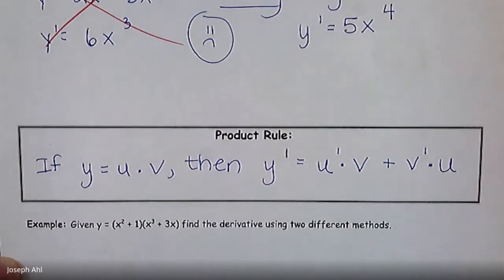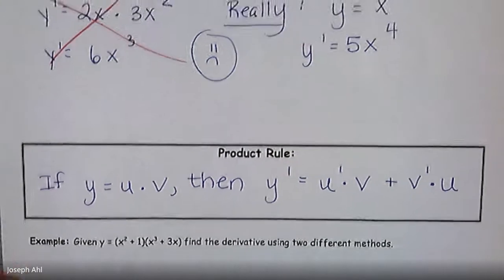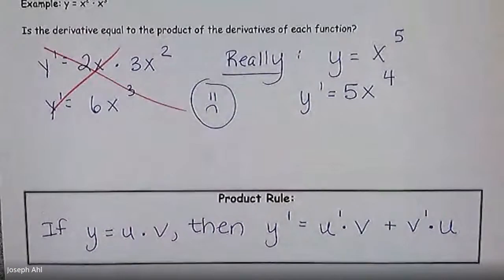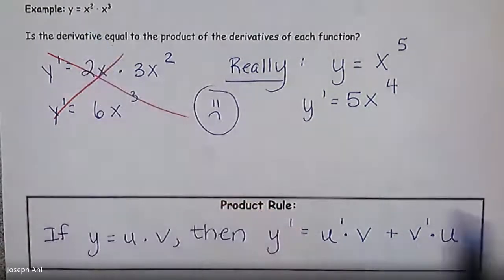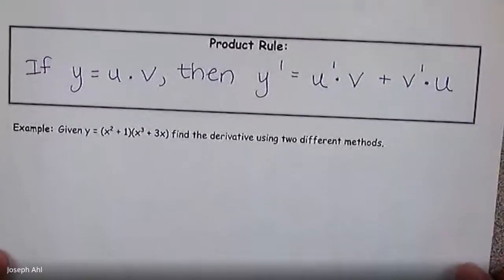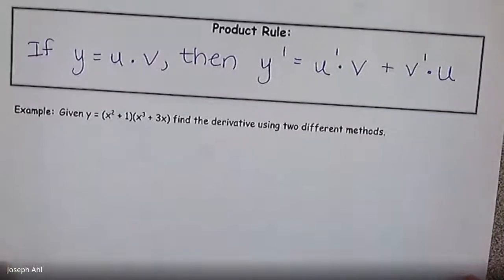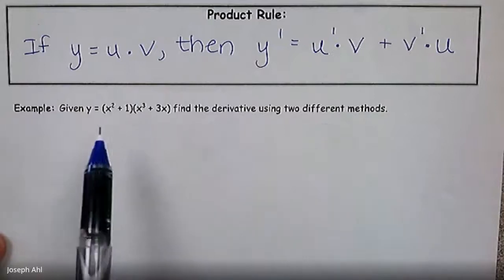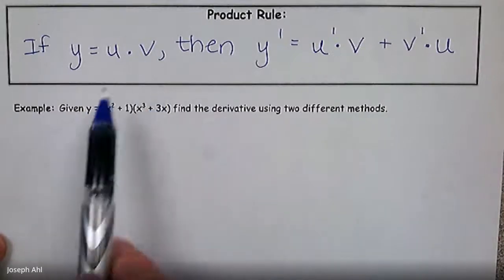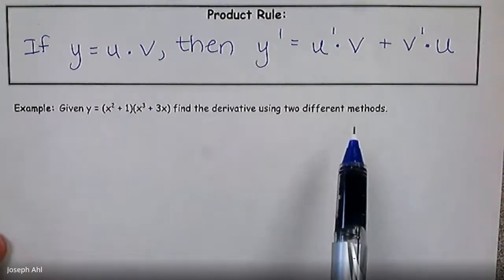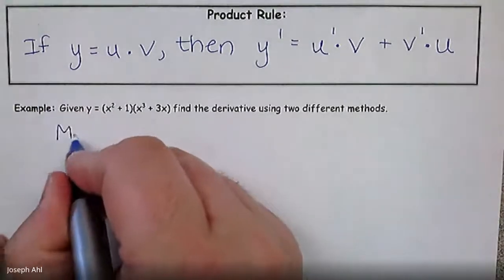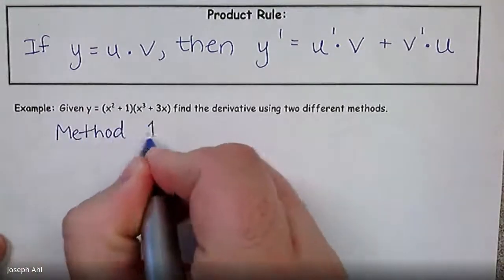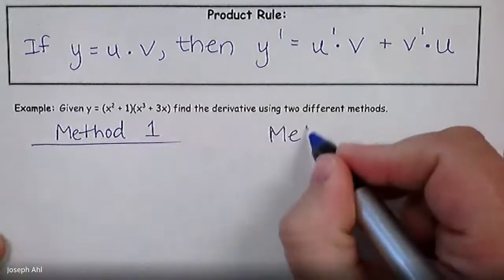Okay, not necessarily intuitive, not what we thought according to all the other rules today, which just sort of nicely fell into place and made sense until we get to this product rule. But if y equals u times v, the derivative would be the derivative of the first times the second plus the derivative of the second times the first. So I want you to find the derivative of this function right here using two different methods. I'll show you what those methods are.